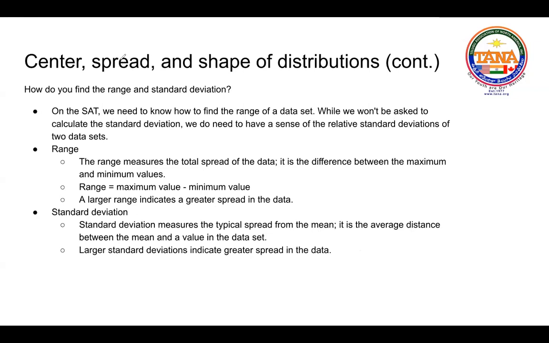So again, if you have the data set 1, 3, 5, the range is 5 minus 1, because 5 is the greatest and 1 is the least. So the range is 4.